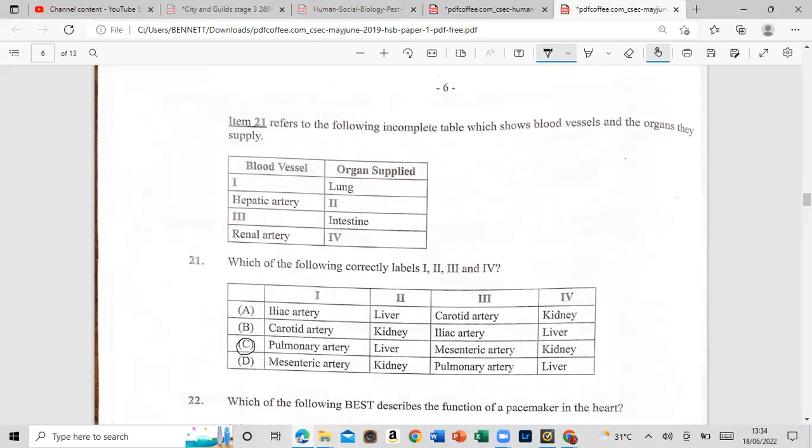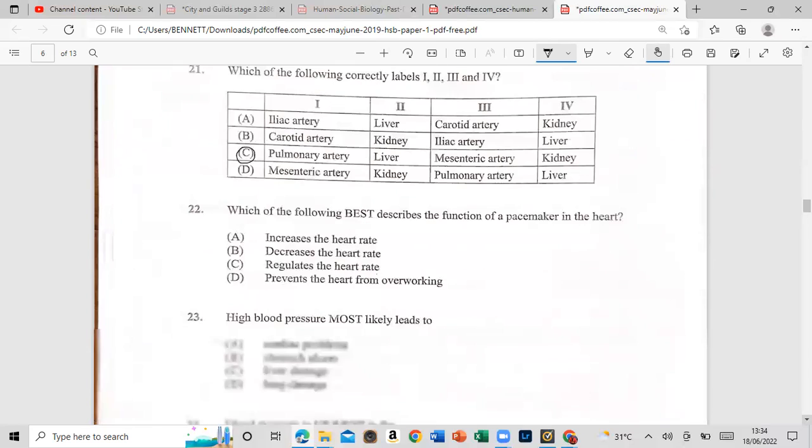So if you can take note of this one, it might be coming. 22. Which of the following best describes the function of a pacemaker in the heart? A. Increase the heart rate. B. Decrease the heart rate. C. Regulate the heart rate. Or D. Prevent the heart from overworking.